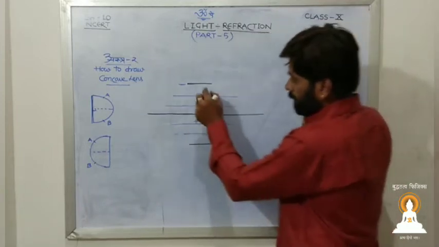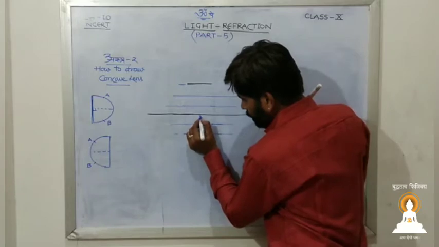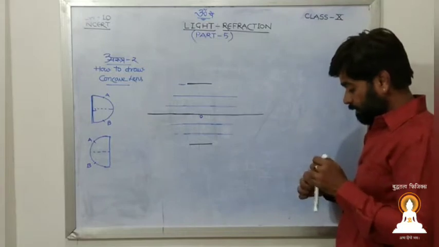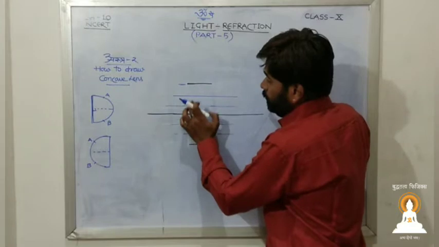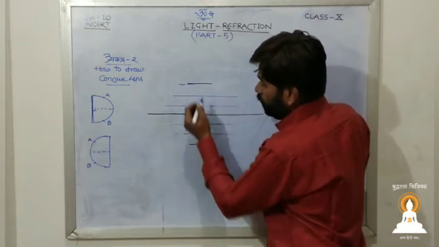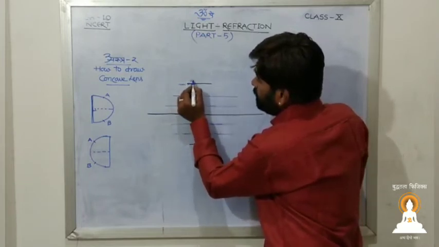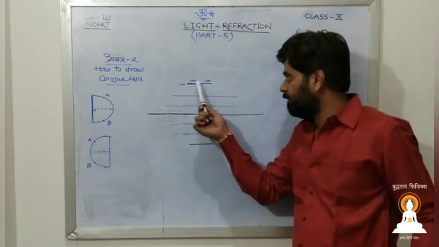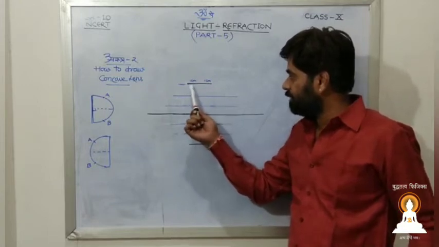Now draw the normal and take a point on it, say this point is O. This is the optical center. On the third line, from this normal, draw a horizontal line: 1 centimeter this side and 1 centimeter this side. Very important. The total will be 2 centimeters, with the center at 1 centimeter from each side.